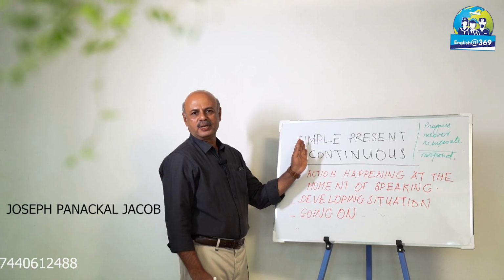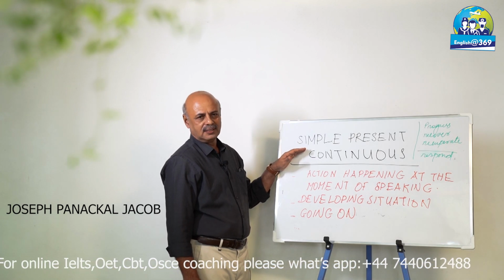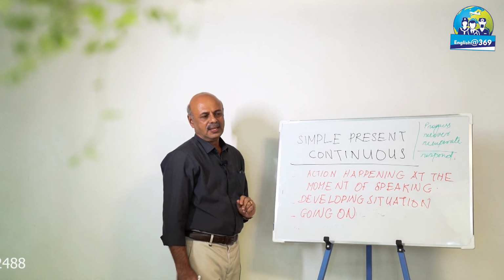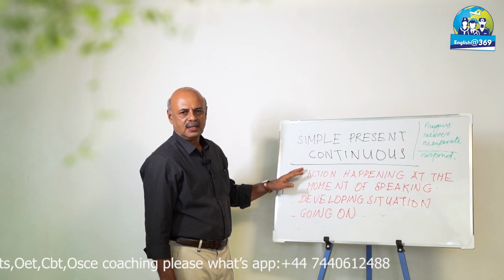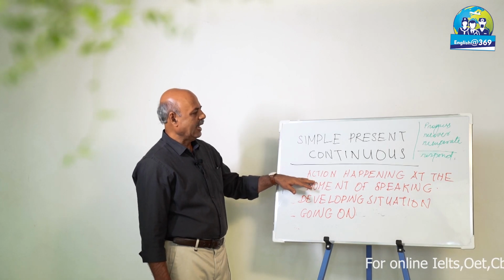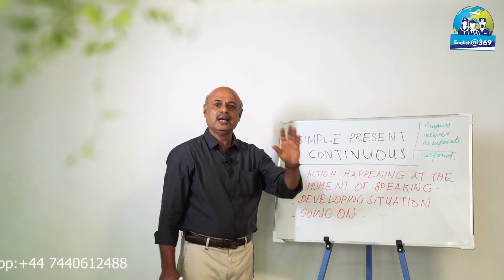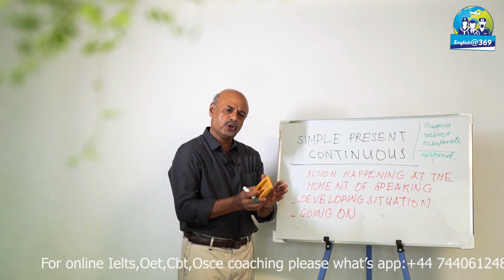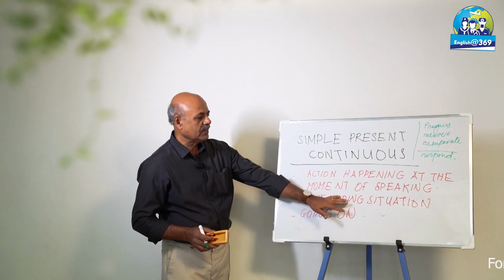Here we go with the present tense again. So we come to the second part of that. That is present continuous tense. Now, what does that indicate? How do we use that? Look at this now. Action happening at the time or moment of speaking. It's happening now. It has not stopped. Something started and it is just going on. Also, it could be a developing situation.